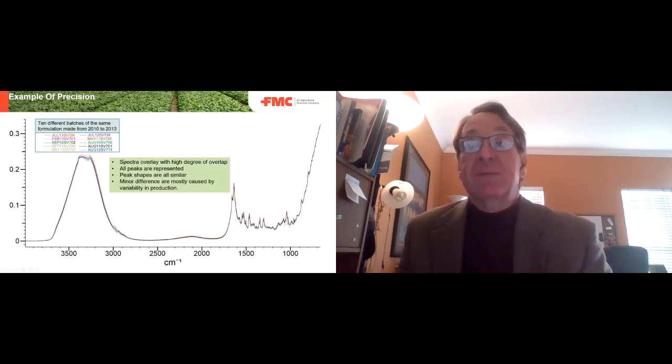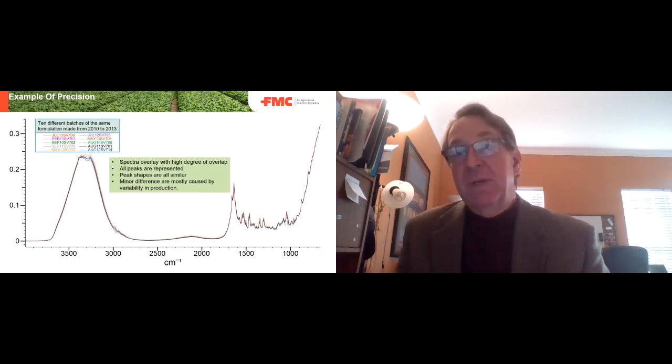Let's look at a real spectra. This is one of authentic material. This is 10 batches of the same material, a liquid, over a 3-year period. And you can see that the spectra overlay almost perfectly. So no extra peaks, no missing peaks. This is what you should see if you measure the same formulation over and over again, and you have a good quality system in place.